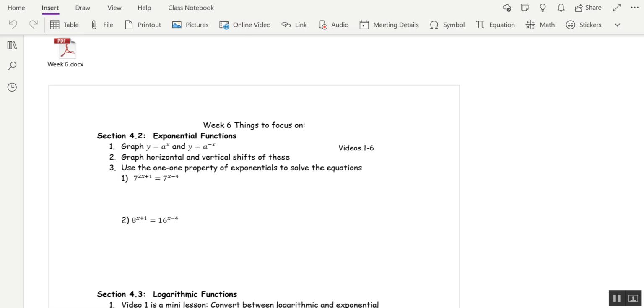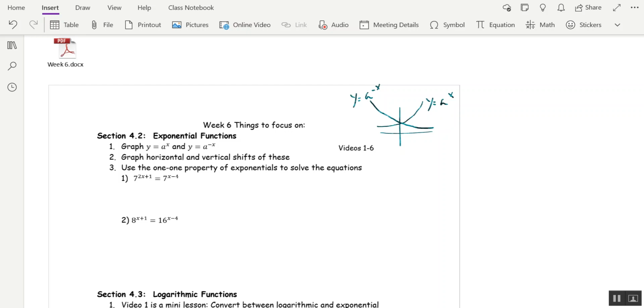Basically, you want to be able to graph your generic exponential, y equals a to the x. It looks like this if a is greater than 1. Notice that a to the x is always positive, and a to the negative x is just a reflection about the y-axis. And then you should be able to graph horizontal and vertical translations of these graphs, and that's what videos 1 through 6 is all about.